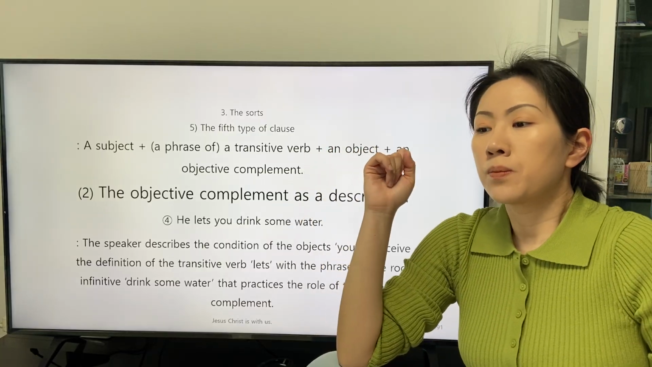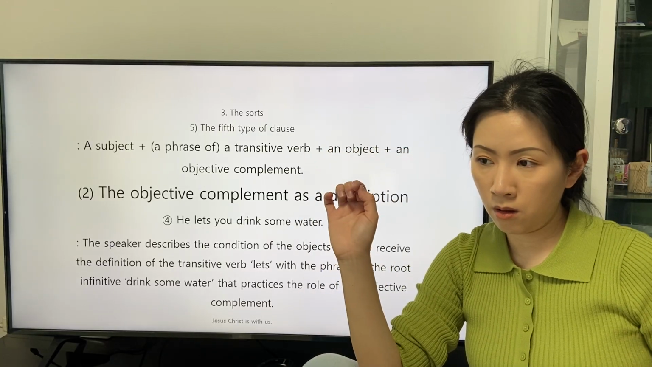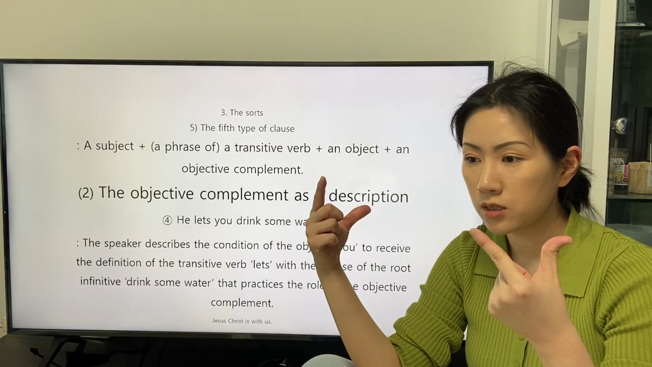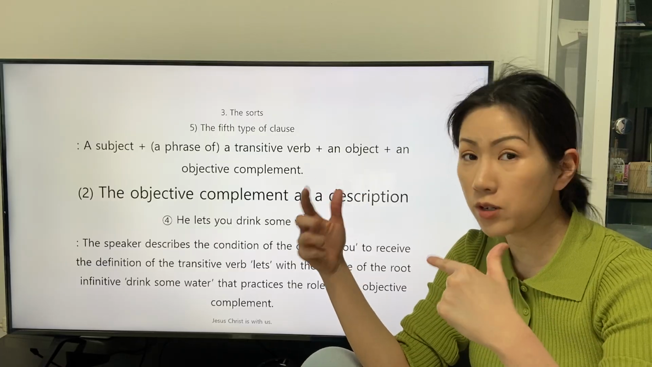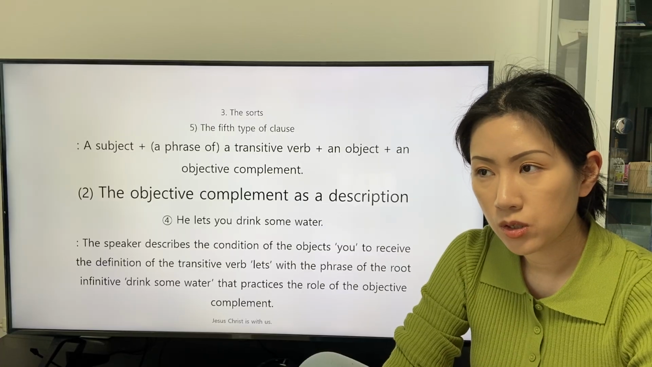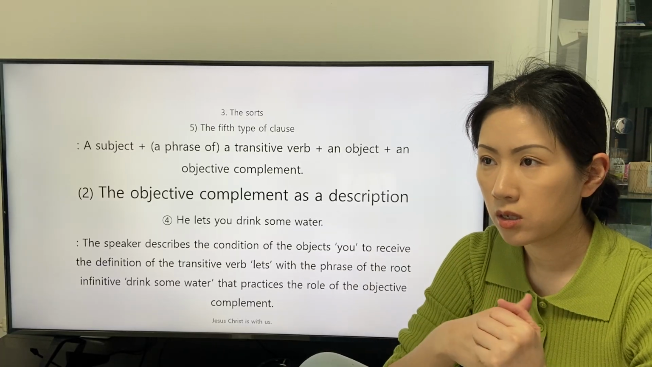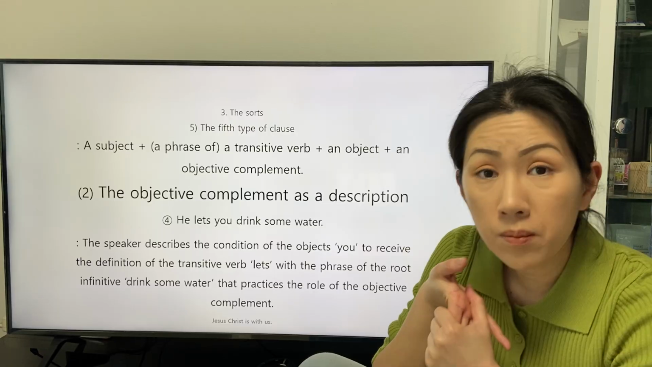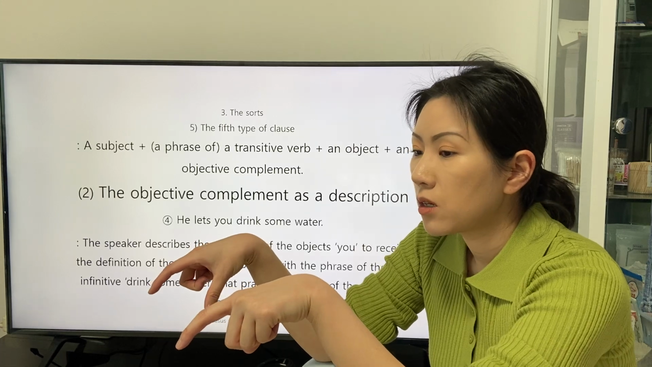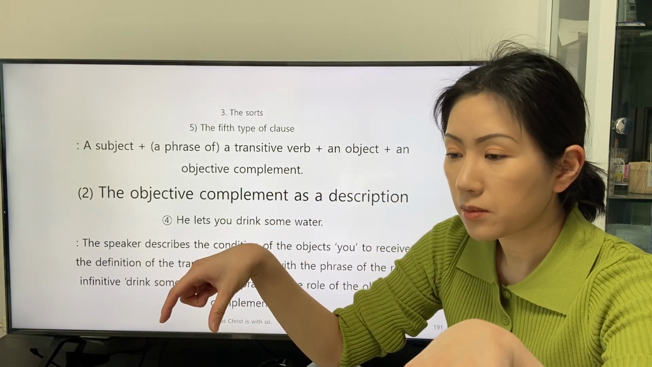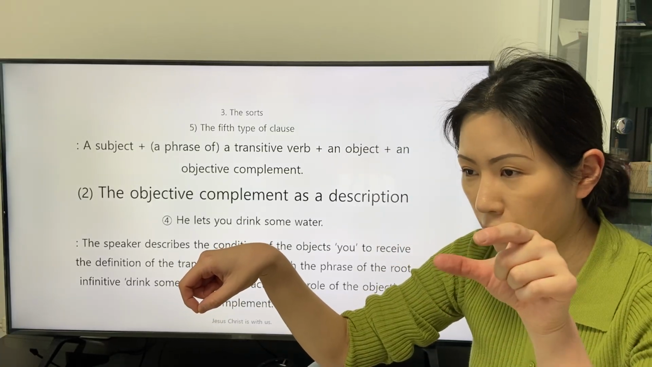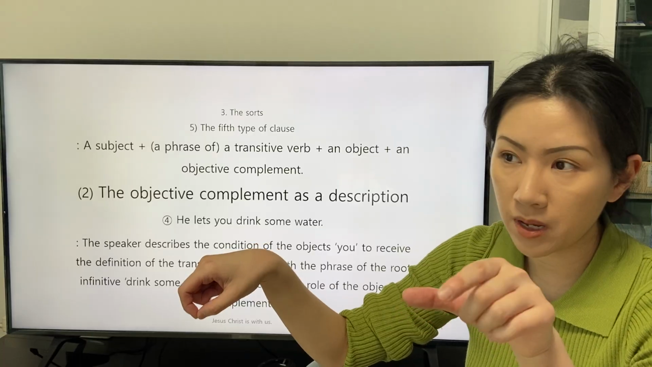So the form of the root infinitive applied in the objective complement is able to be understood as a good form to describe the object concurrently with the definition of the causative verb in the clause.